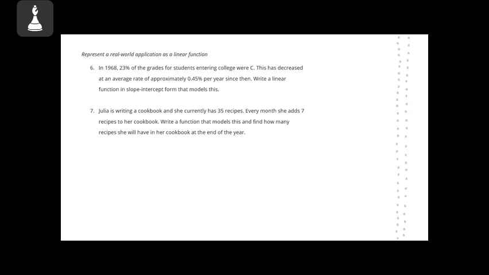So we need our starting point and we need our slope. And our slope is where it says the rate. So our starting point was 23%. That's our B. Our slope or our rate, our M, it says has decreased at an average rate of 0.45 per year. So decreased meaning minus 0.45, and there's my slope.